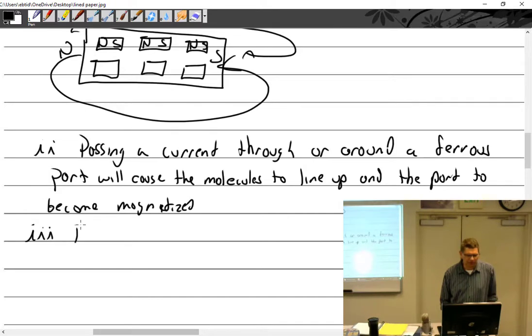So again, if we look at a bar magnet, what's a bar magnet? Go ahead. What's a bar magnet? I'm sure you got something here.